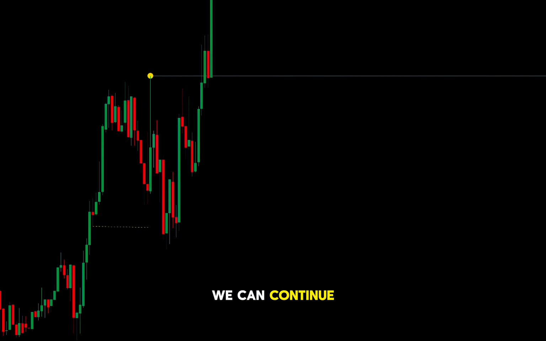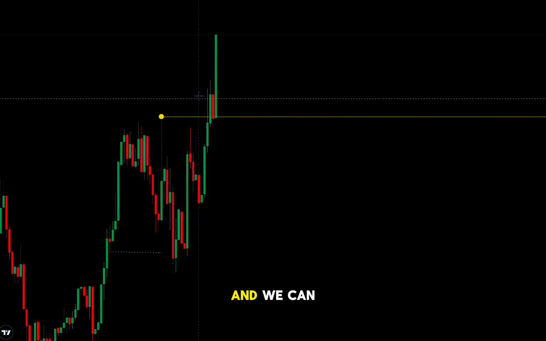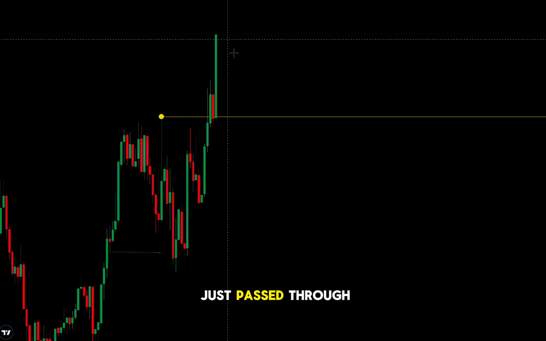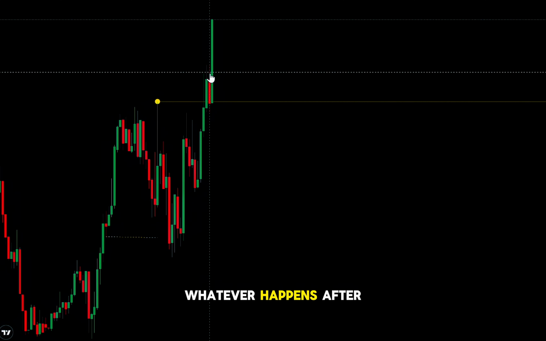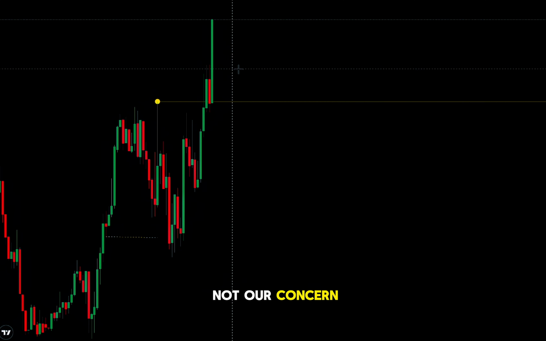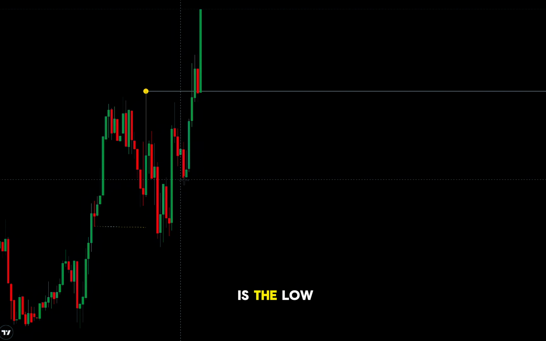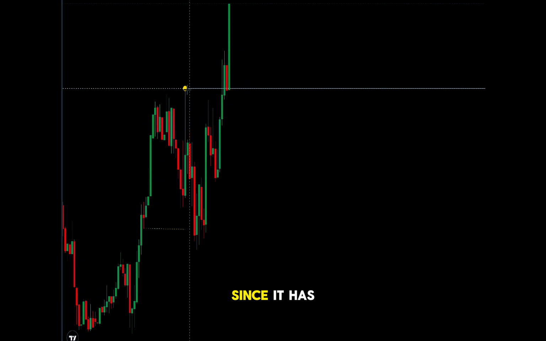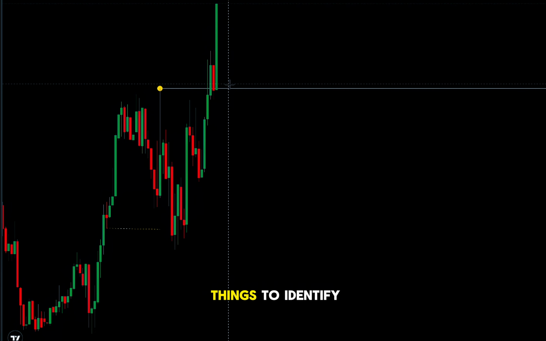We can continue playing like this, and we can see that it's just passed through like that. Whatever happens after the break is not our concern. The major thing is the low that led to the break. Since it has been broken, we have two things to identify.